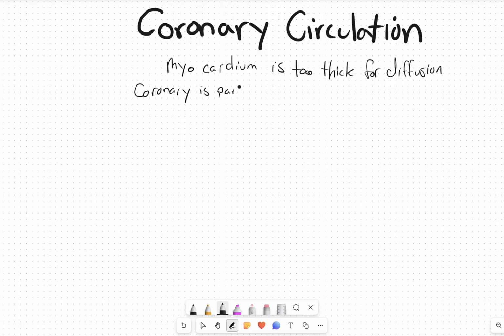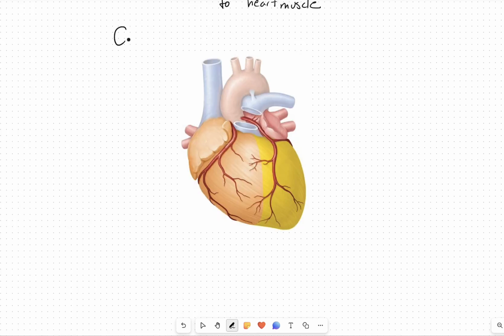So coronary arteries and veins are part of the systemic circulatory system, and they are going to bring oxygenated blood to the heart muscle. So the coronary arteries are going to carry oxygenated blood to the heart muscle, and you can see in the picture that those are colored red because the blood is oxygenated.